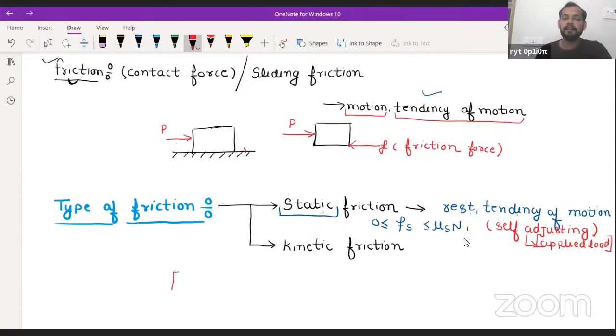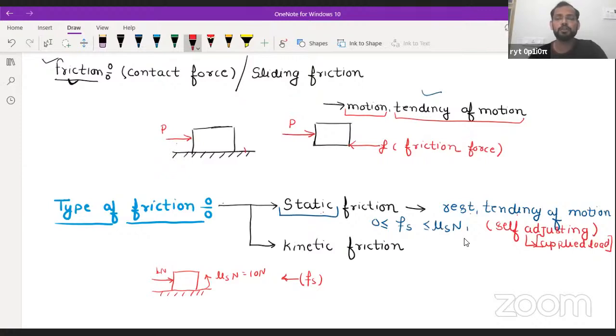For example, there is one body, and the surface can offer a maximum resistance, that is μs into N, whose value is 10 Newton. Then what will happen? If you are applying a force of 1 Newton on this block, then what static friction will you get? What amount of friction will you get on the block due to the surface? Can anybody tell me?